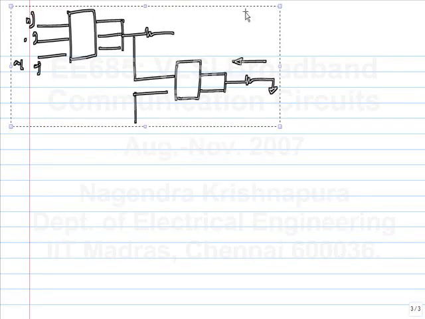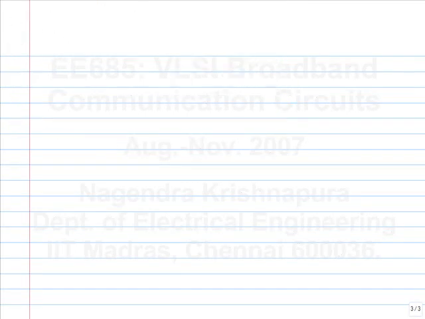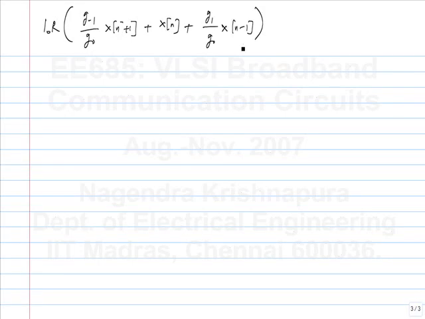Okay, let's see. The signal you want to get out is this plus x of n. It's assumed that x is binary data, G1 by G0 x of n minus 1. And this is negative, and this is also negative.